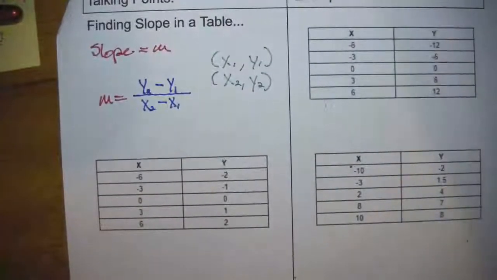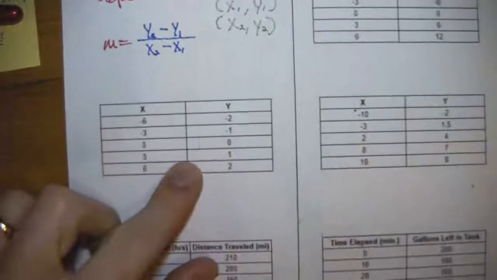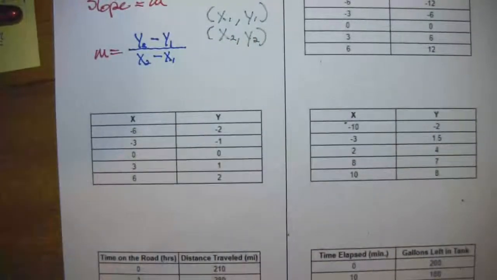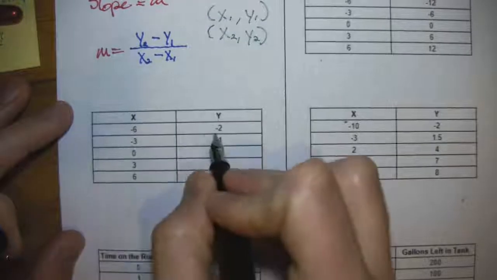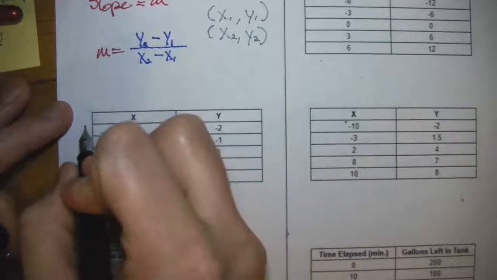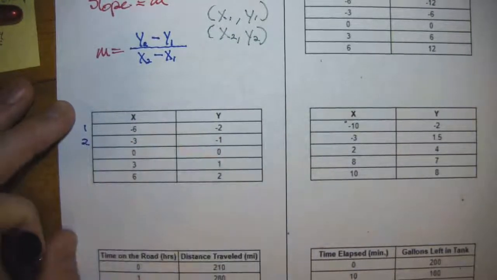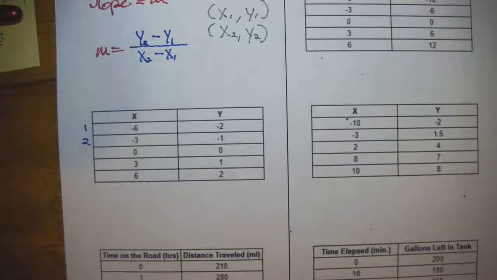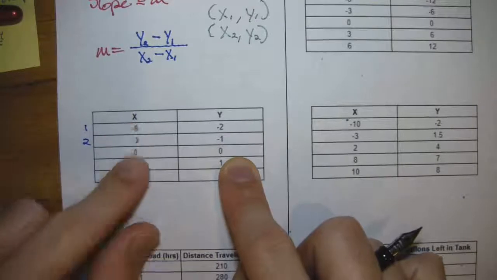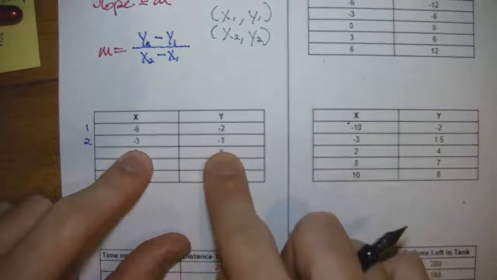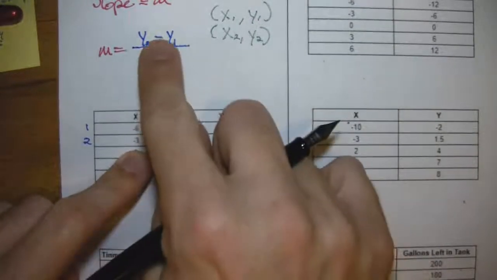Let's look at this one. Again, you need 2 points, just like we did before. So pick any 2 points. I'm going to pick this one, and this one, so point 1 and point 2. The second step is we need to figure out what are the x's and y's. Notice these are already labeled for us. Here are our x's, here are our y's. I'm going to take these numbers and plug them into the formula.